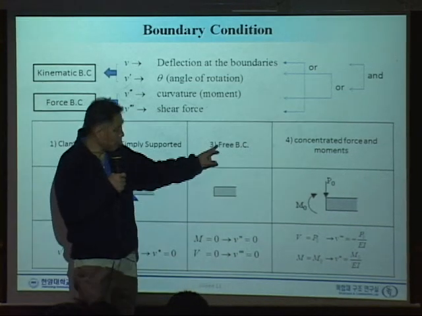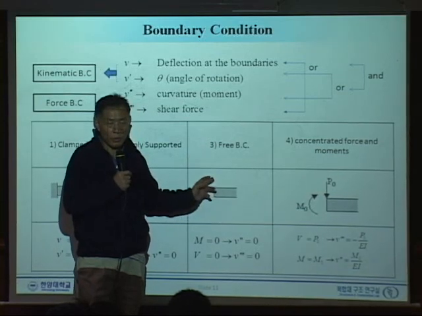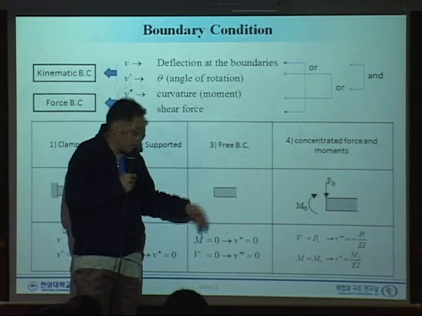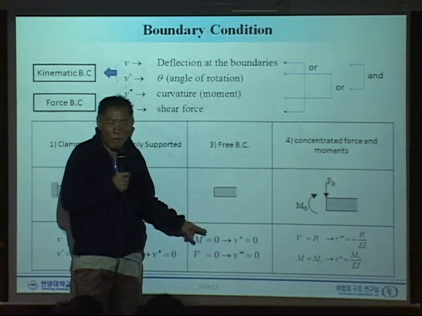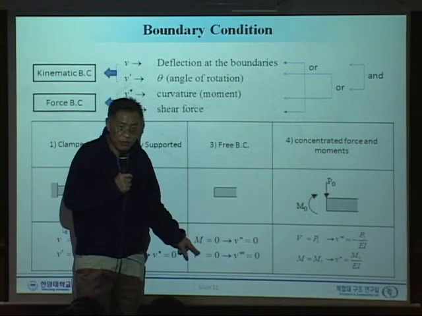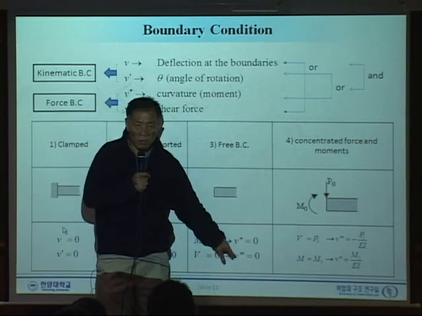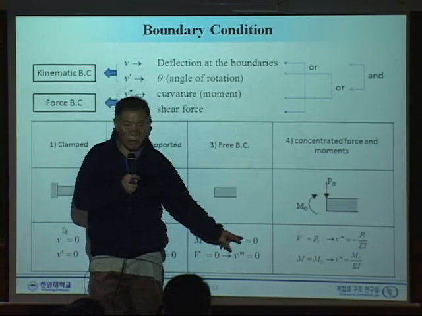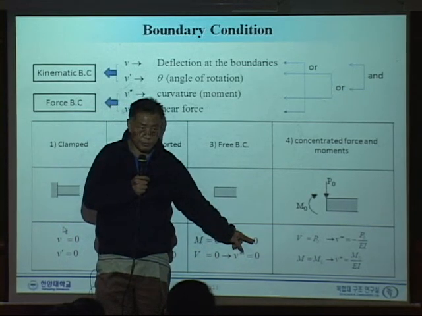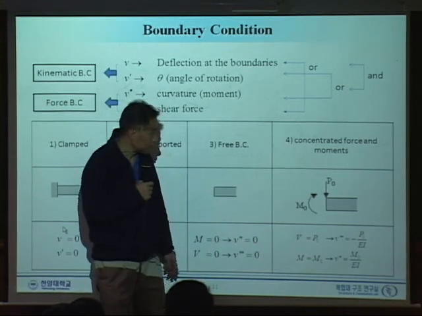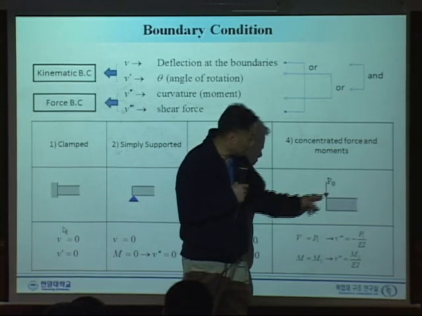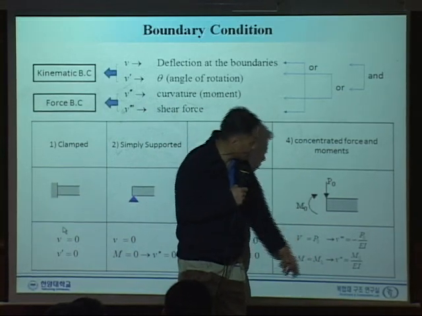And here are the free ends. What does free end mean? Free end means no shear force, no moment, right? So shear force 0 means the third derivative is 0. Moment is 0 means that v double prime is 0. Right? Well, it's the same as the free end, except non-zero P0 and moment 0.